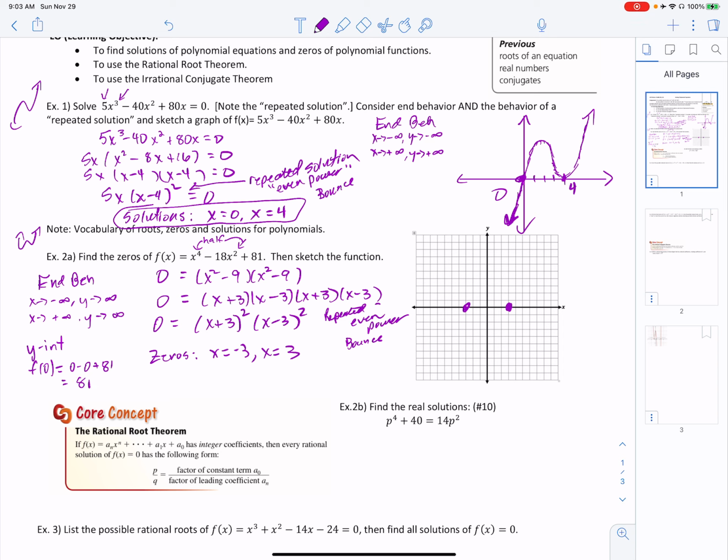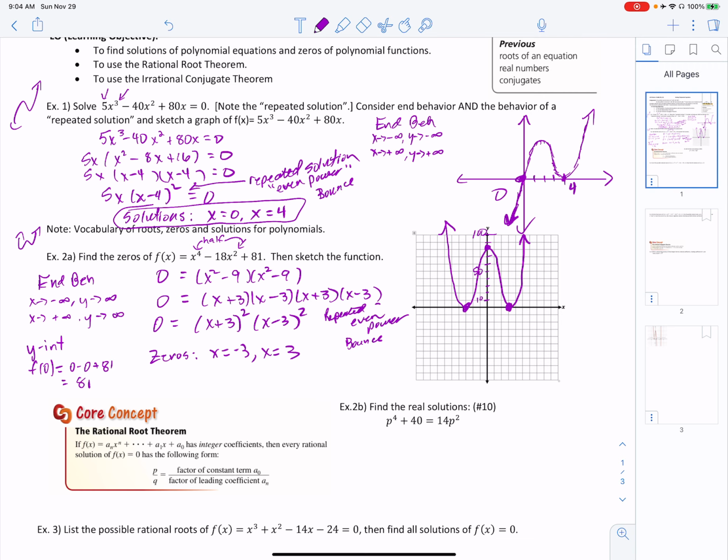And so this is a 10 by 10 grid. So if I go by tens, that would put that y-intercept about here. And what happens on this one is it comes down, bounces at both -3 and +3 because of that even power. If it's to an odd power, it will pass through at that 0 and change from negative to positive or positive to negative. When it's a repeated factor to an even power, it does the bounce kind of thing.